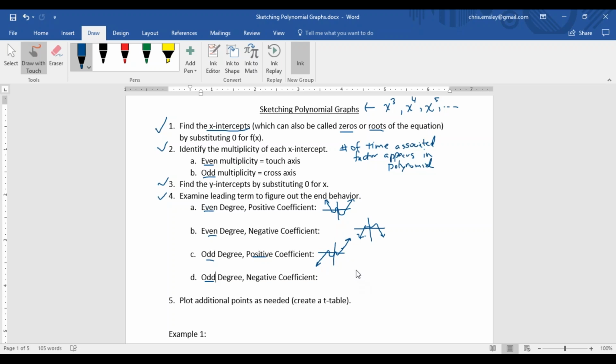Odd degree and negative means that it's up on the left, and down on the right, kind of like a negative slope on a linear equation. And again, some kind of wiggling will go on inside there. So really, the leading term can tell us what our tails are doing, what the end behavior is of our function. And then if we need to, if the information we got in steps 1 through 4 isn't enough, we can plot some additional points or just create a t-table.